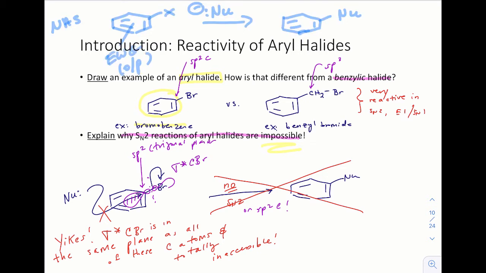However, that substitution does not occur by an SN2 mechanism, as we discussed, because sigma star C-X is just in the middle of the ring, not happening. The nucleophile would have to bust through all these carbon atoms. No. The LUMO, the orbital that accepts electrons, is unavailable for attack. So SN2, impossible.